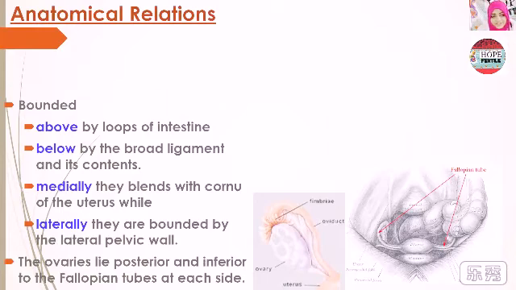So, anatomical relations of these fallopian tubes: above by the loops of intestine, below by the broad ligament and its contents. Medially, they blend with the cornu of the uterus, while laterally they are bounded by the lateral pelvic wall. The ovaries lie posterior and inferior to the fallopian tubes on each side.